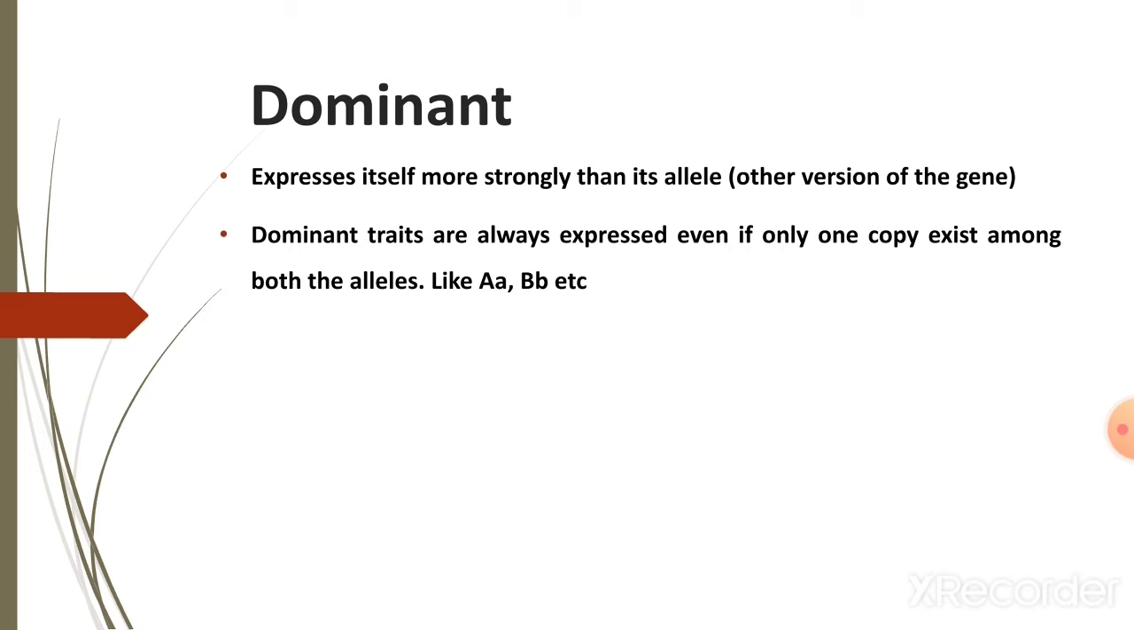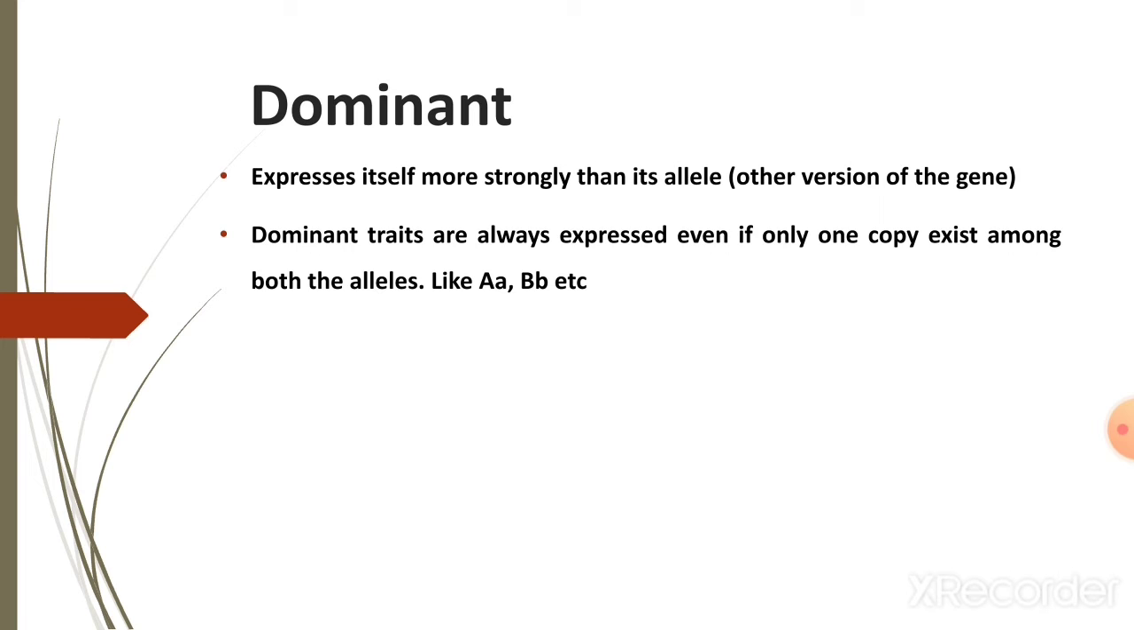Dominant traits are always expressed even if only one copy exists among both the alleles. Like, look at the example of this. Capital A, small a. It is a heterozygous condition. Both the alleles are present in this condition. One is the dominant one and the other one is the recessive one. The dominant alleles are always expressed or written in capital letters.